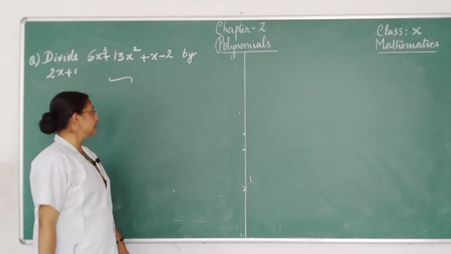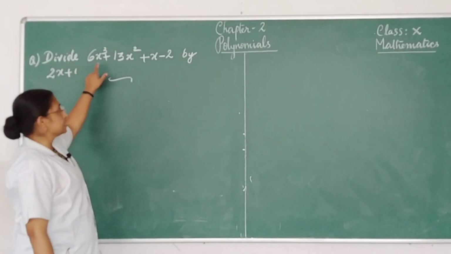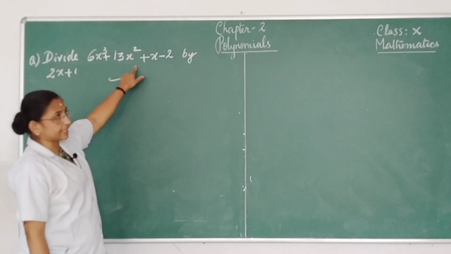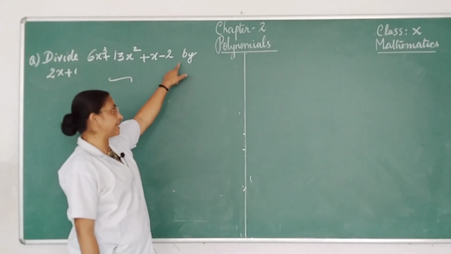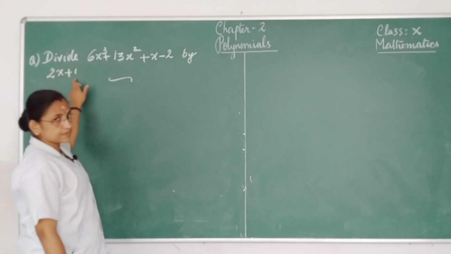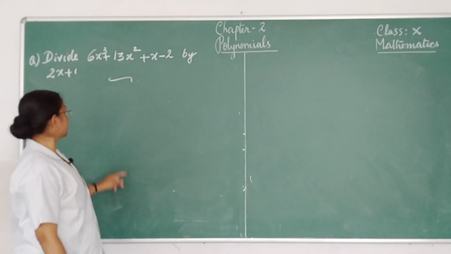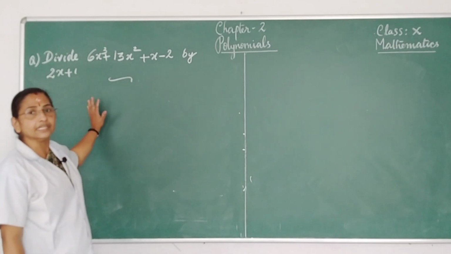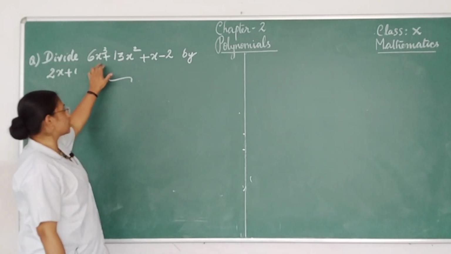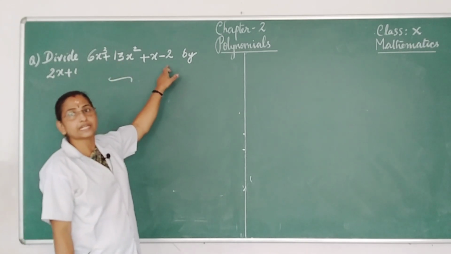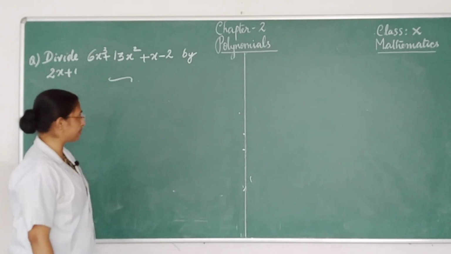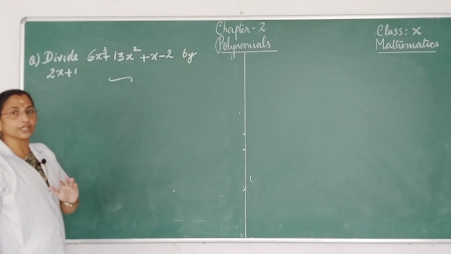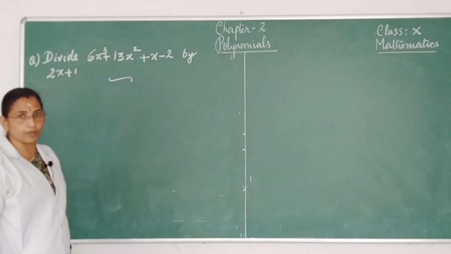Come with the next question. Divide 6x cubed plus 13x square plus x minus 2 by 2x plus 1. Here, the dividend polynomial is the polynomial having higher degree than the divisor. So, 6x cubed plus 13x square plus x minus 2 is the dividend polynomial. Before writing, you need to check whether it is in standard form or not.